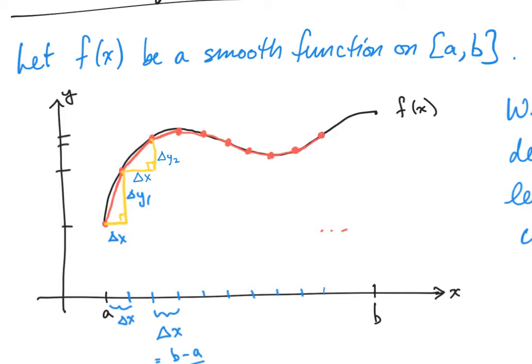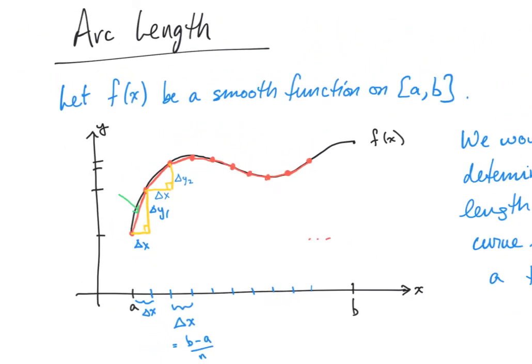And so I could determine the length of this red line segment by just taking the square root. So the length of this little line segment is the square root of delta x squared plus delta y1 squared. Right, again, it's the Pythagorean theorem. And then you could find the length of this next line segment, right? It's the square root of delta x squared plus delta y2 squared.